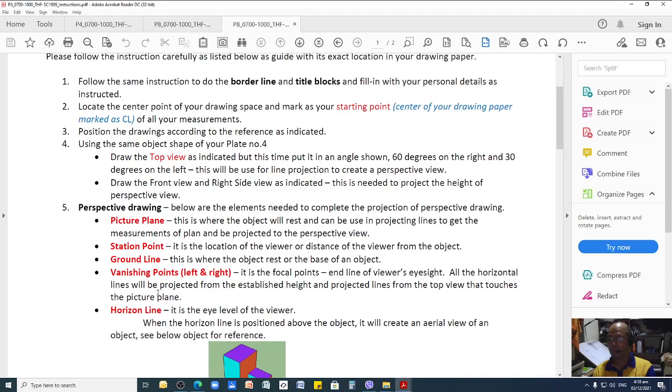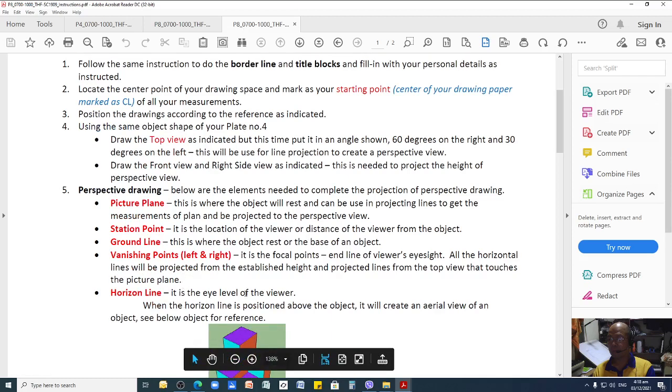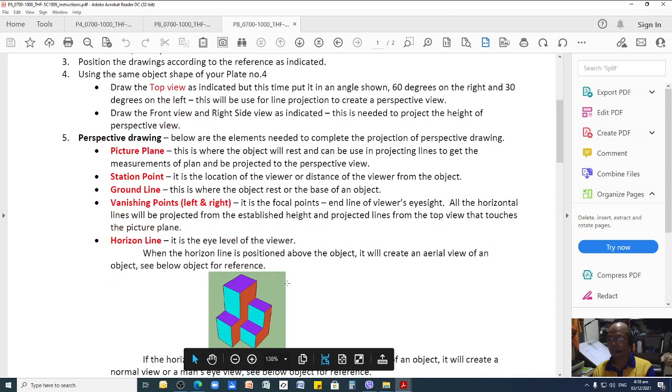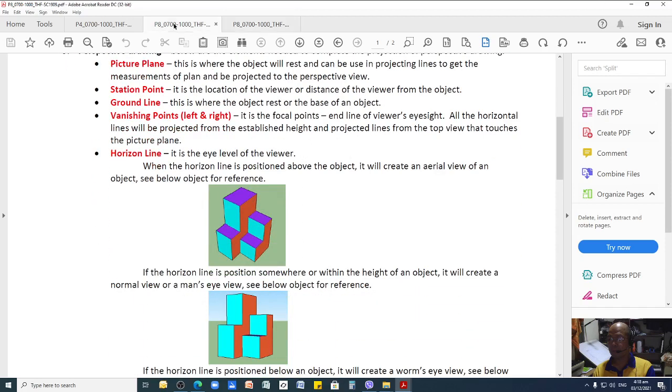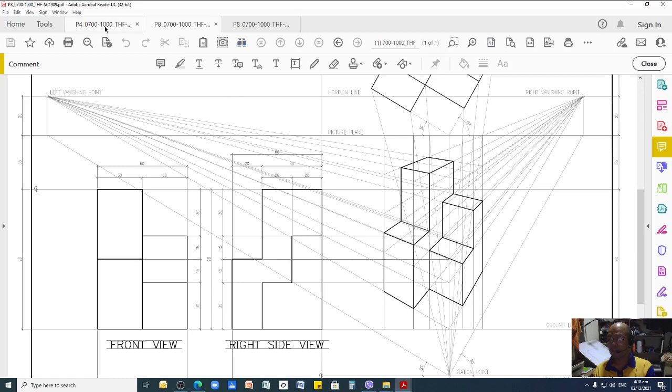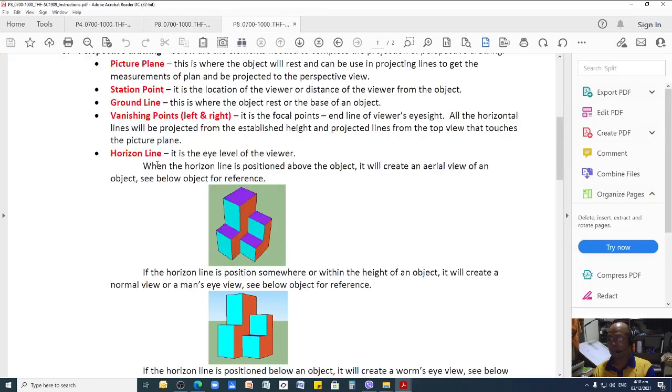And then the horizon line is the level of your eye. Here I have an illustration on how you view your object with a certain type of horizon line. This example is if your eye level is higher than your object. This is actually called an aerial view, or sometimes we call it bird's eye view, because obviously birds are always above.